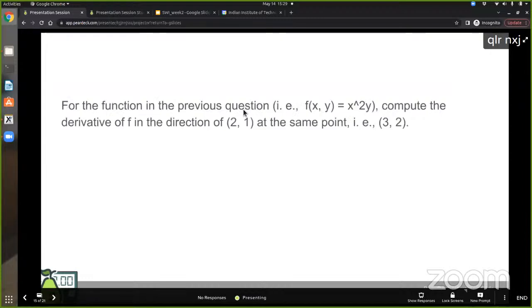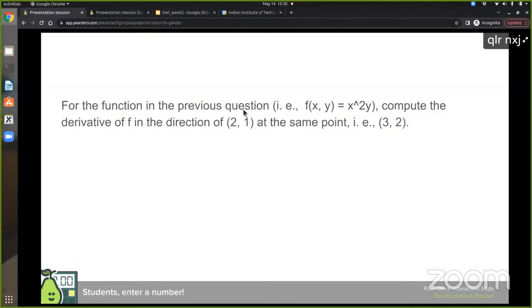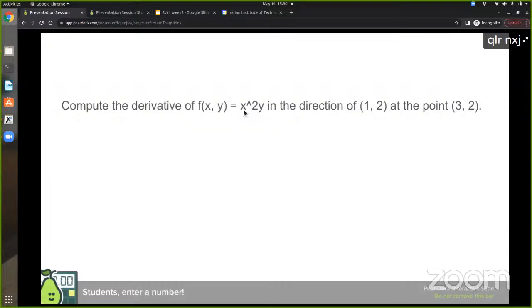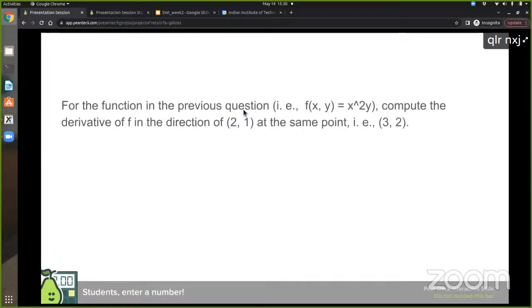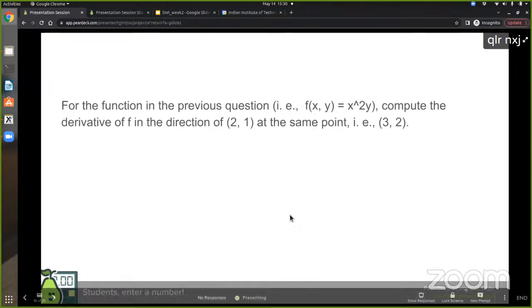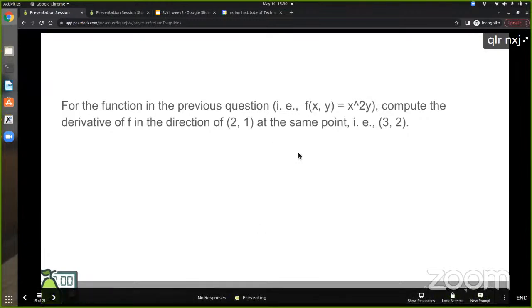Now let's move on to the next one. For the function in the previous question, compute the derivative of f in the direction of (2, 1) at the same point. So now this is a revision for you. The direction is changed now. Earlier the direction was (1, 2), now it is (2, 1). Now I hope you have understood.